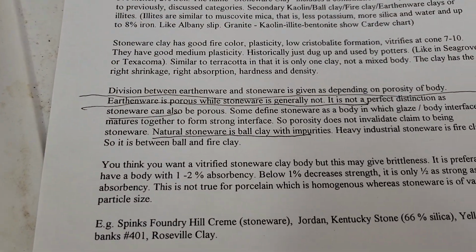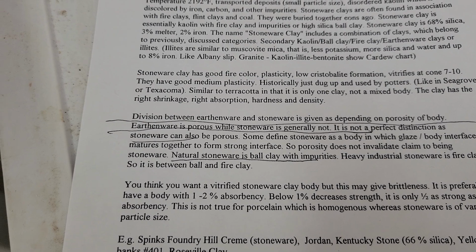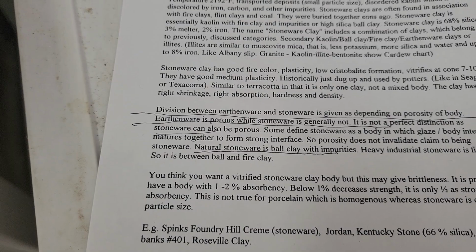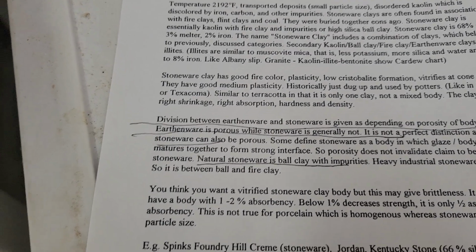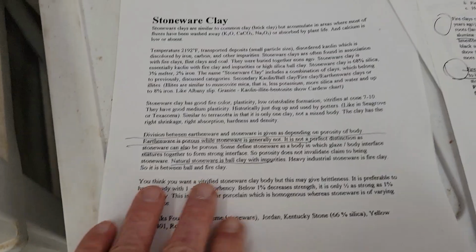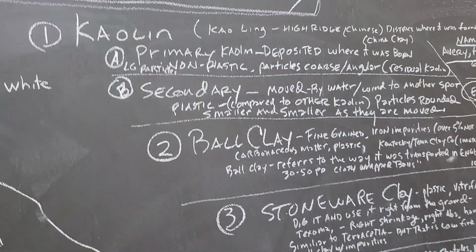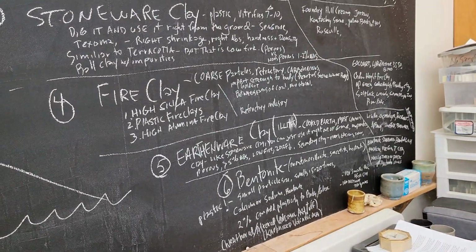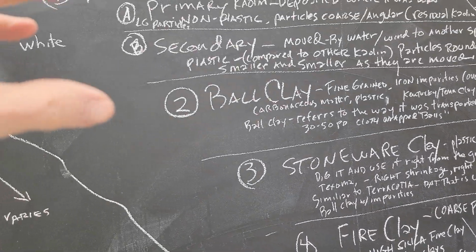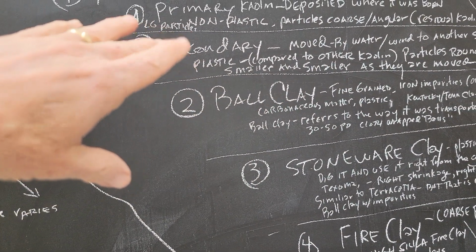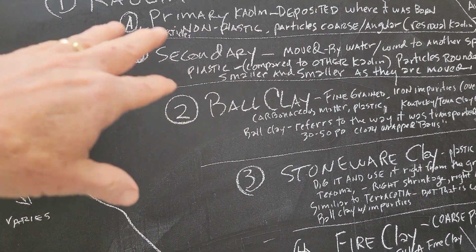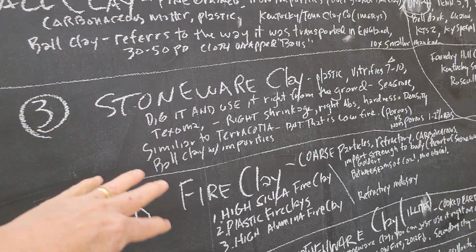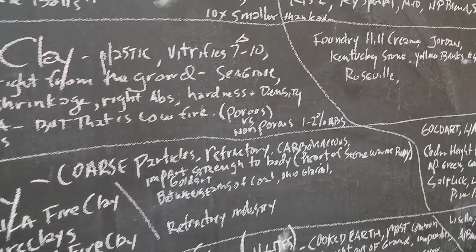So the distinction between earthenware and stoneware is given depending on the porosity of the body. Earthenware is very porous, and stoneware is not. Here's another thing. I'm glad I looked at this, because these categories I'm telling you are not firmly set. We're making little boxes to put it in to help our thinking. But in reality, there's a blending of kaolin to ball clay to stoneware to fire clay. It's not a firm line in between them.